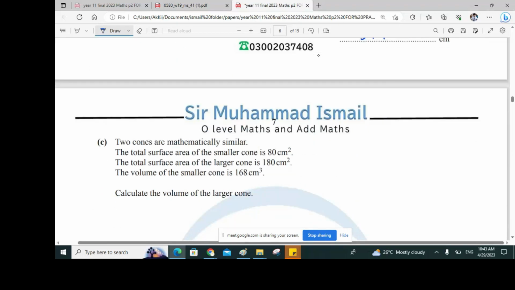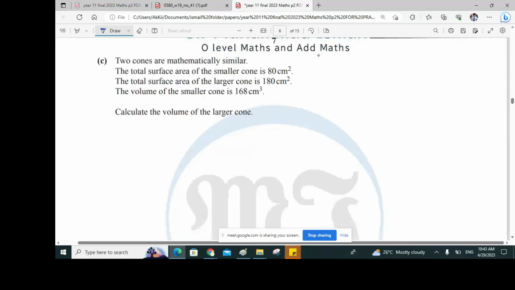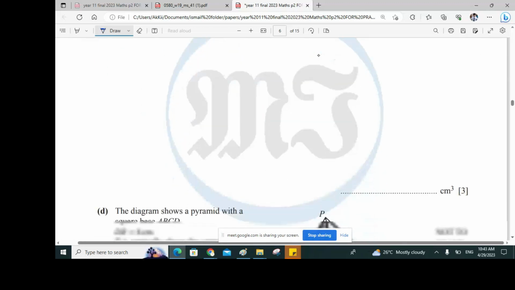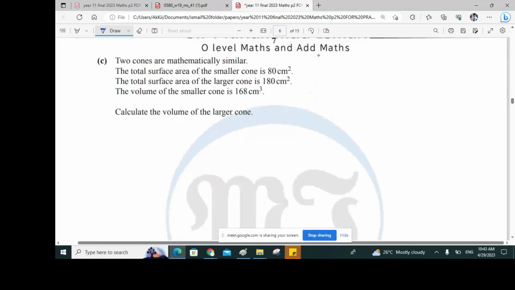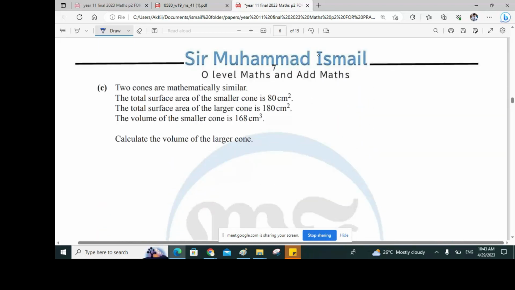Now this is a little tricky question, and you can see that it's of 3 marks, but here you can make use of the scale factor. So if you have similar figures, let me reiterate a fact.